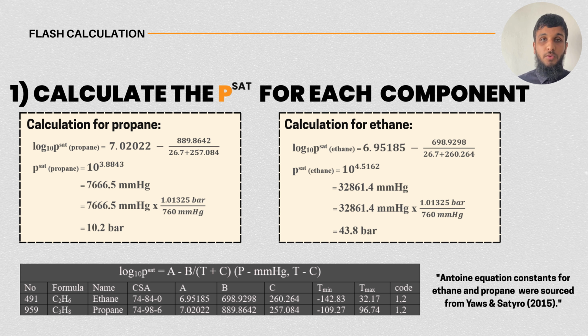Starting with propane, we got that the Psat is equal to 766.5 mmHg. We converted it to bar. We got that it equals 10.2 bar. We did the same thing for ethane. We got that the Psat for ethane is 43.8 bar.